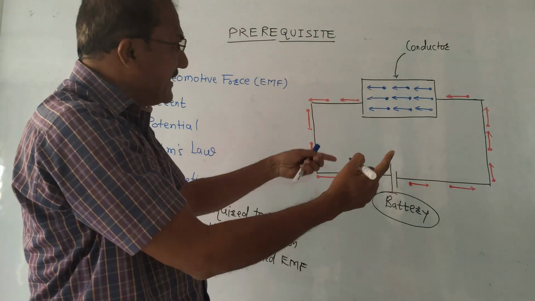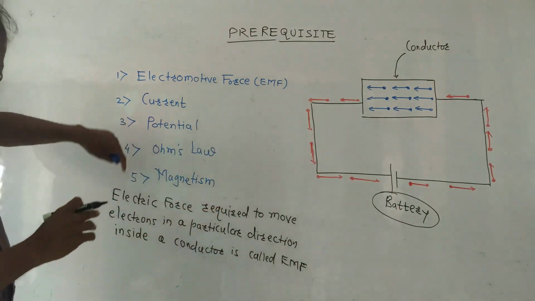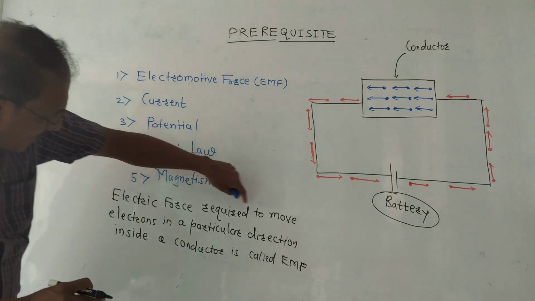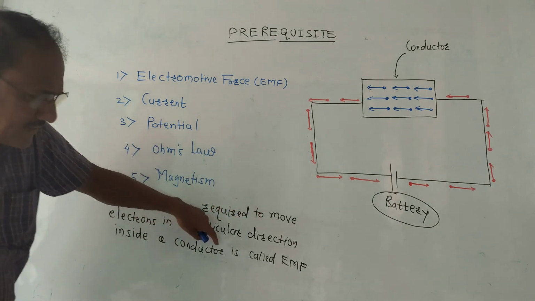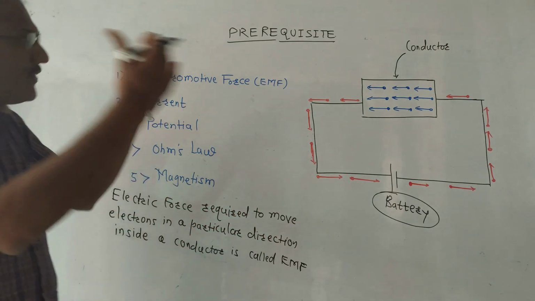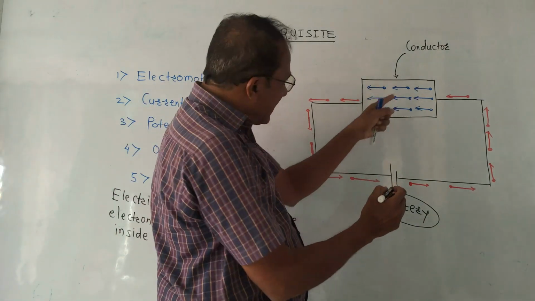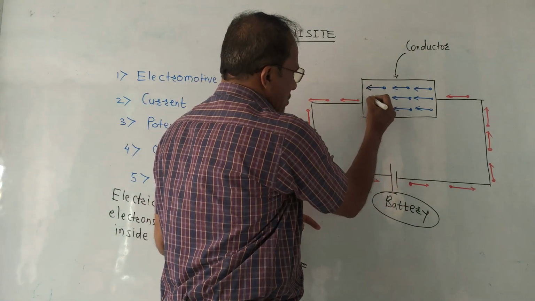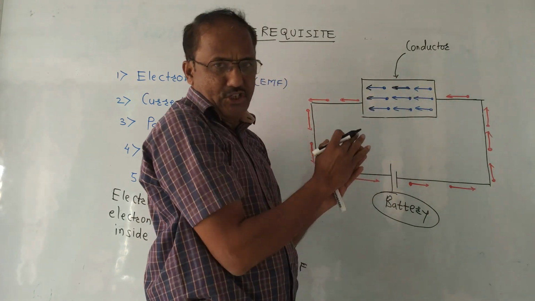So how to define this? You don't have to mug up the definitions, it's very simple. The electric force required to move electrons in a particular direction inside a conductor is called EMF, because that's what we discussed. Now how does it happen? As shown in this diagram, inside the conductor, the direction of motion of electrons is from RHS to LHS.